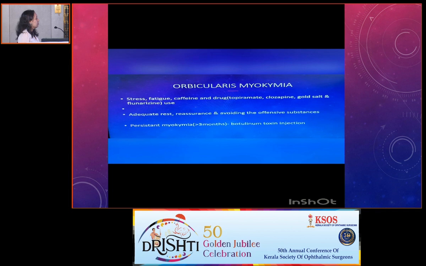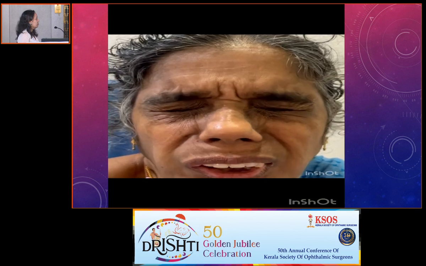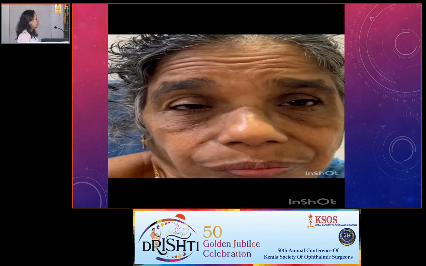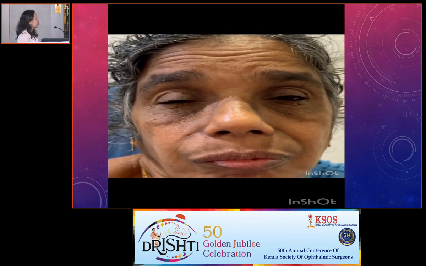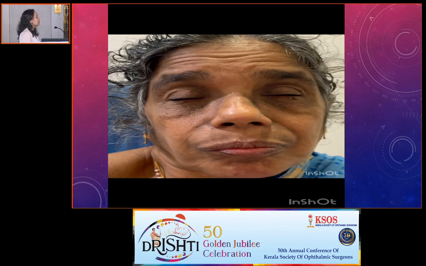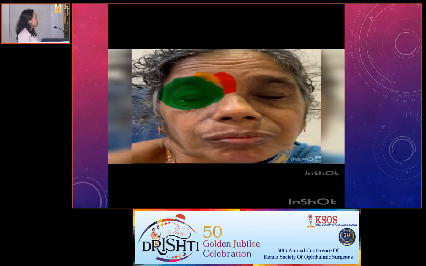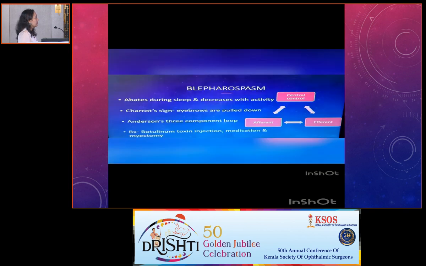If it persists for more than 3 months, it is called persistent myokymia, and botulinum toxin injections can be tried at this time. In this patient, you can see bilateral synchronous spasms of the muscles around the eye producing exaggerated blinking. The muscles involved here are orbicularis oculi, procerus and corrugator supercilii. Unlike hemifacial spasm, blepharospasm abates during sleep and decreases with activity. The eyebrows are pulled down here, known as the Charcot sign.